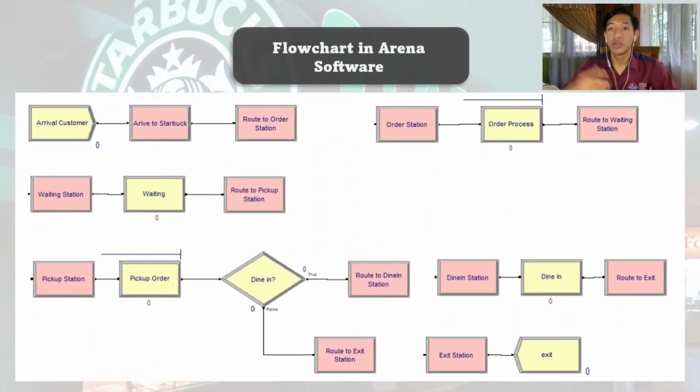Here, we move to the flowchart in the Arena software. As I mentioned before, we use 6 types of modules. Firstly, once the customer arrives at Starbucks, the customer will go to the order station to continue the order process. At the counter, there will be 2 staff serving the customer for ordering and payment process.